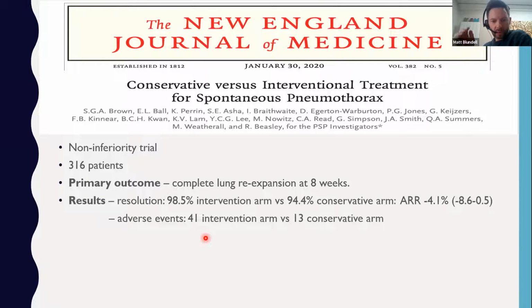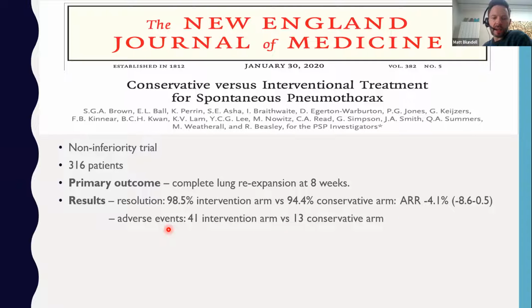Their outcomes showed that in the intervention arm, so those that traditionally get a chest drain, 98% had resolution, whereas in the conservative management, 94% had resolution, and their absolute risk reduction was -4. Their inferiority margin was allowed to go up to -9. So actually, this was a statistically significant result.